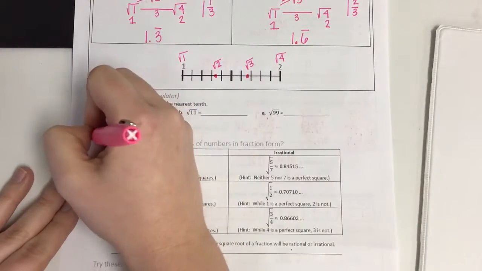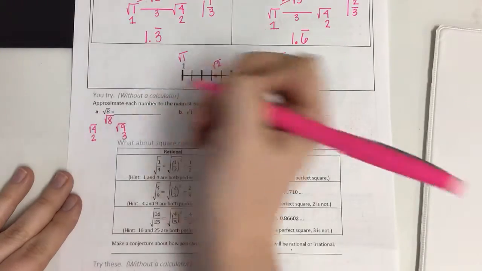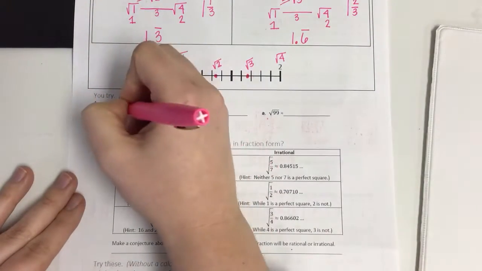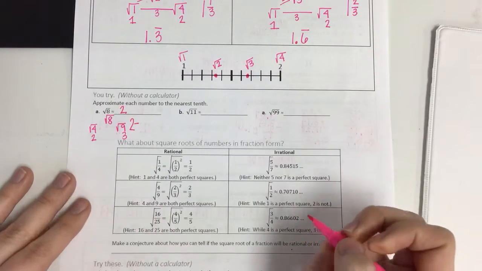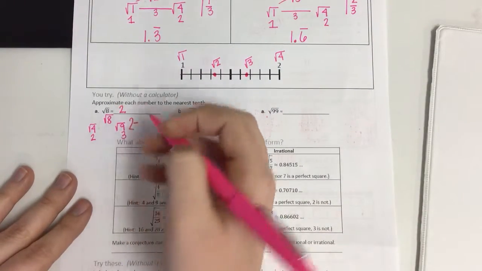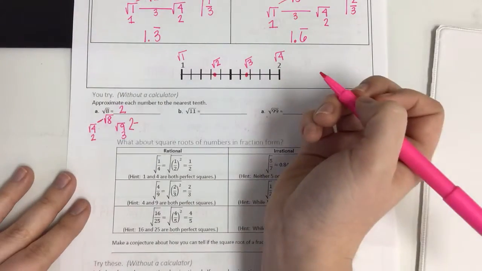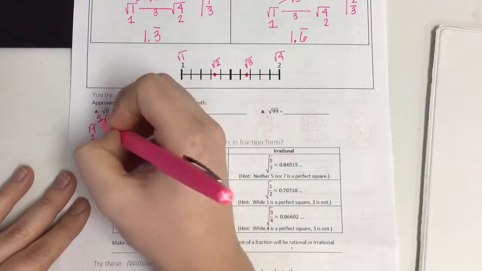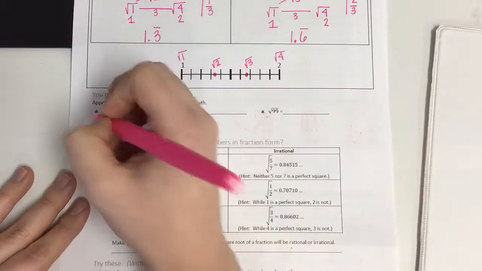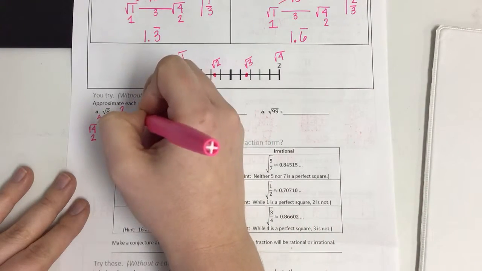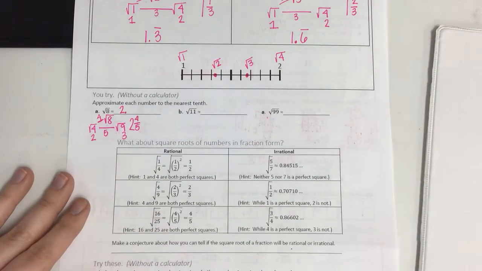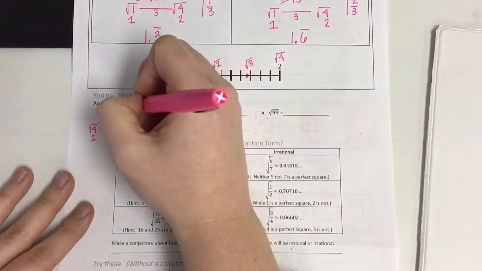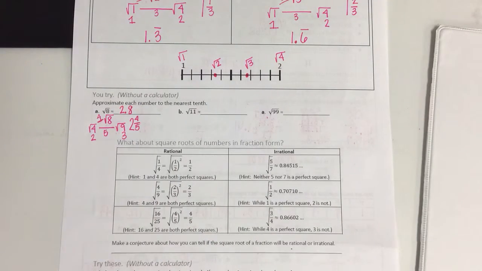The square root of 4 is 2. The square root of 9 is 3. So it's in between 2 and 3, which means I'm going to have 2 point something. Okay, so for my mixed number, I have 2 as my whole number. My numerator is my distance between 4 and 8, which is 4. And my distance between 4 and 9 is 5. So this is 4 over 5. 4 over 5 as a decimal is 0.8. So my approximation for the square root of 8 is 2.8.